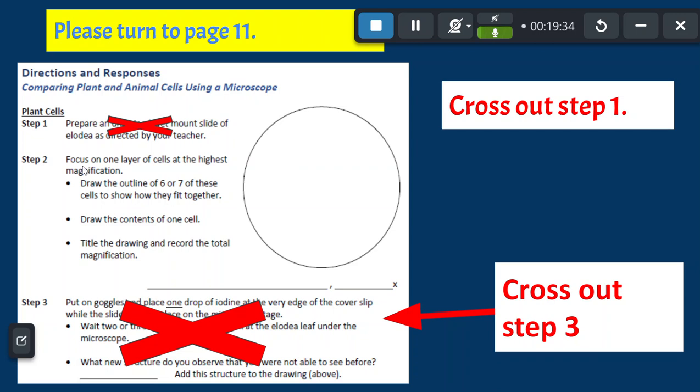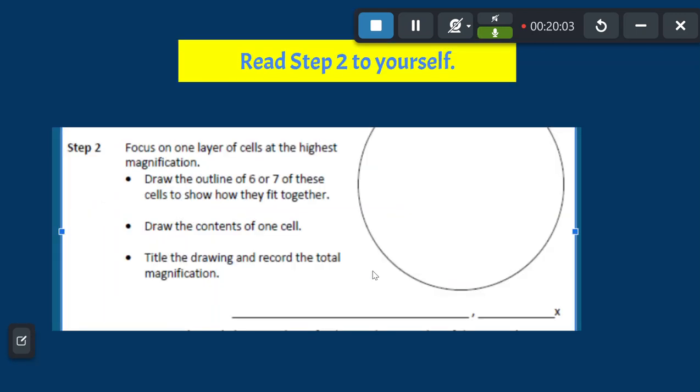Read the directions about what you're going to be doing. You're going to focus on one layer of cells at the highest magnification. You're going to draw the outline of 6 or 7 of the cells. So you're only going to have 6 or 7 represented in your view. And draw the contents of one of the cells. You're going to easily see chloroplasts, but you're going to try to find a nucleus as well. And then you're going to title this drawing. If it's Elodea, you're going to write the word Elodea down here on the line. And if you were at 400 times, you're going to write 400 times there. All right, so make sure that you have read those instructions.